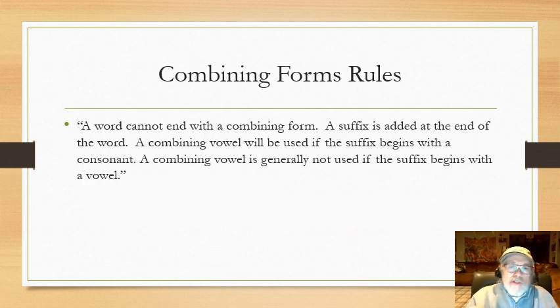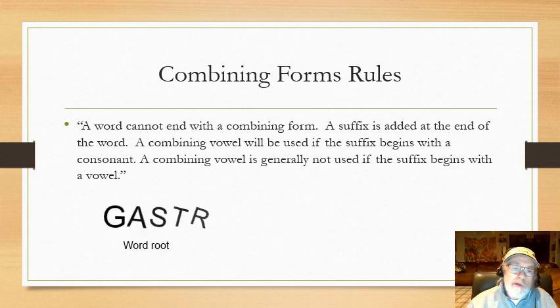Okay. Second rule, a word cannot end with a combining form. In other words, a suffix is always added at the end of the word. A combining vowel will be used if the suffix begins with a consonant. A combining vowel is generally not used if the suffix begins with a vowel. And that's when we're talking about finishing off a word root with a suffix, because we know from rule number 1 earlier, all word roots need to be finished off with a suffix.